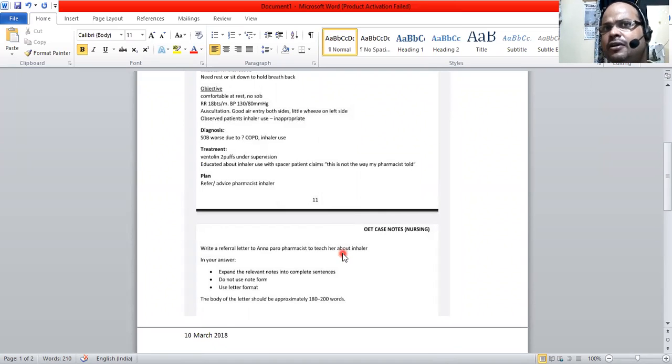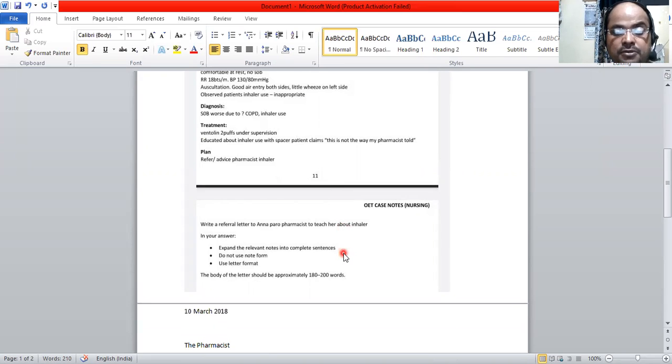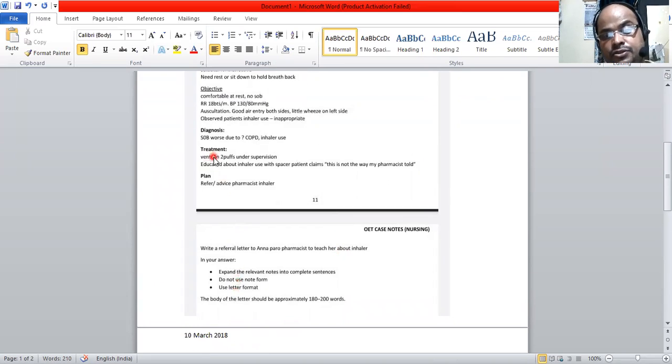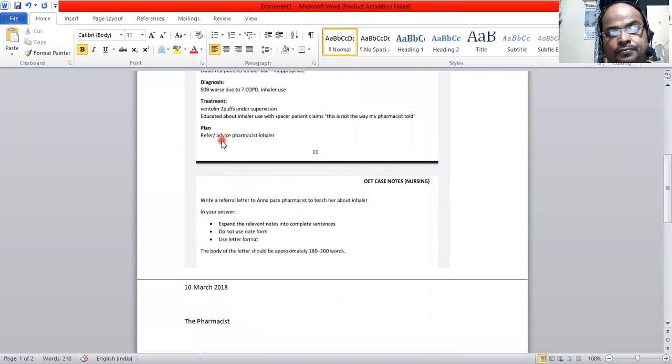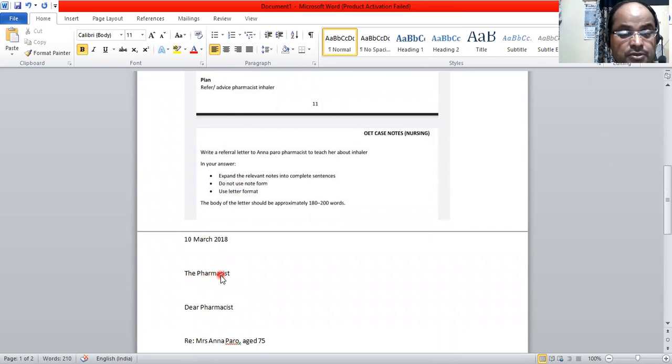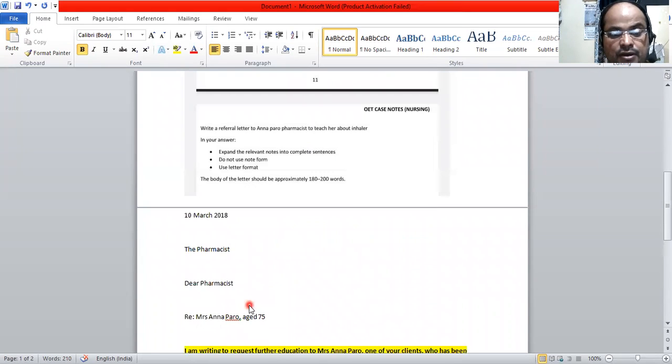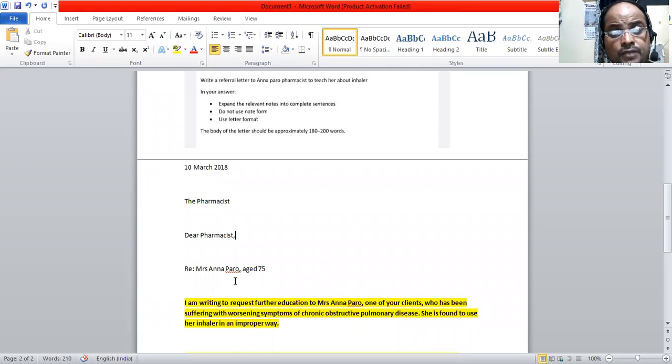The patient's medical history and social history, the condition, the medicines that she is taking, everything is known by this particular pharmacist. So the date is 10, and that is today. You are writing to the pharmacist. Okay, dear pharmacist, you can say dear pharmacist, or you can say dear sir or madam, as we don't have any name there.